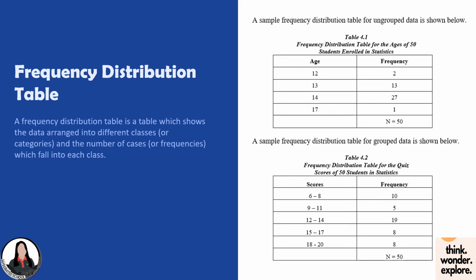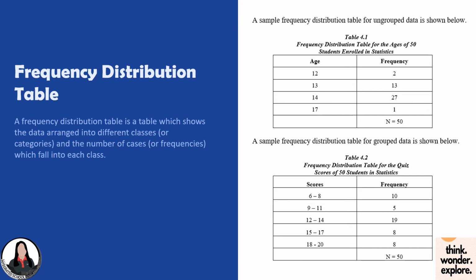Next is a sample of a frequency distribution table for grouped data, shown below. This is a frequency distribution table for the quiz scores of 50 students in statistics. If you will notice, this is the frequency, or the number of students who got scores within a class interval. Here, 10 students got a score of 6 to 8.